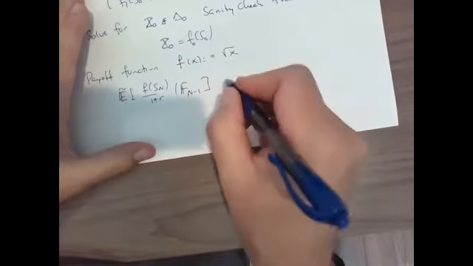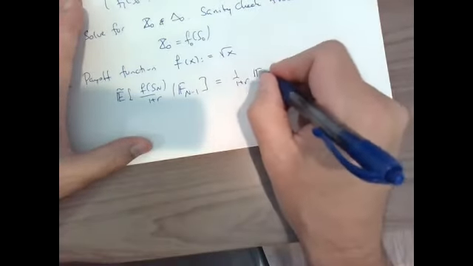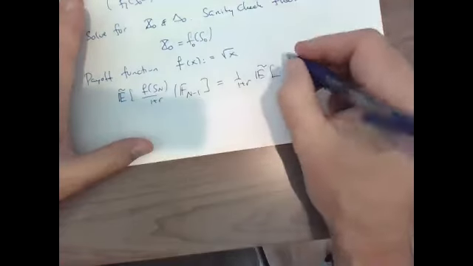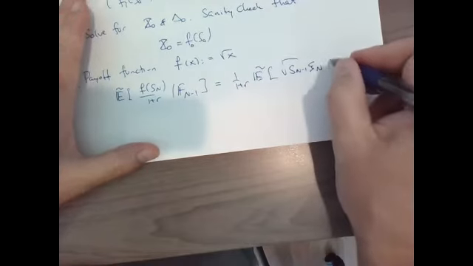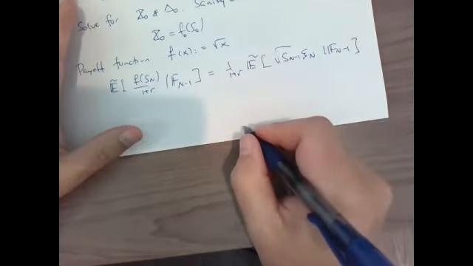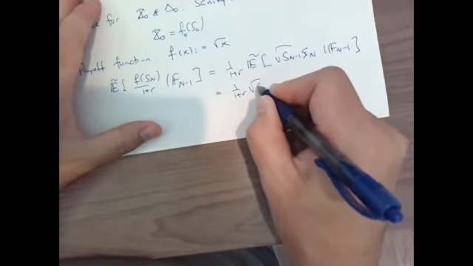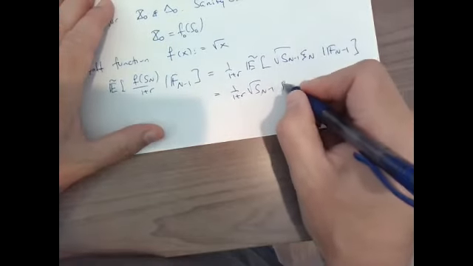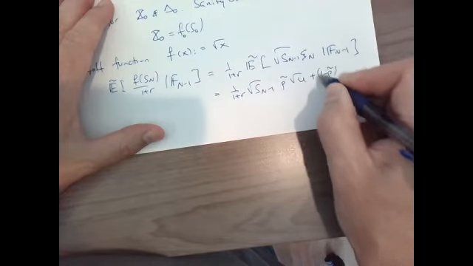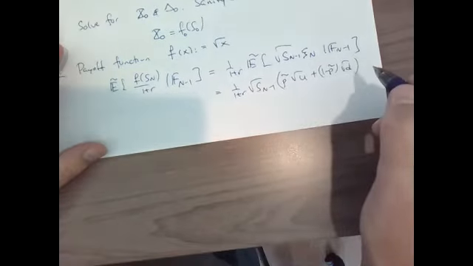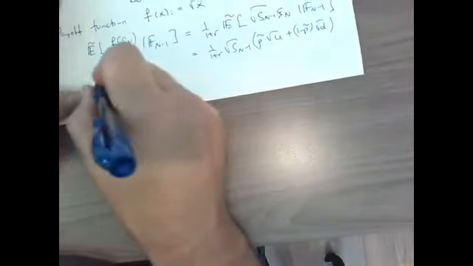And how would you do that? It would be 1 over 1 plus r, times the conditional expectation of square root Sn minus 1 times that psi, given Fn minus 1. So you end up with 1 over 1 plus r, the square root comes out, and then you have p tilde square root of u plus 1 minus p tilde square root of d. So this here is your function, this gives you the last one.